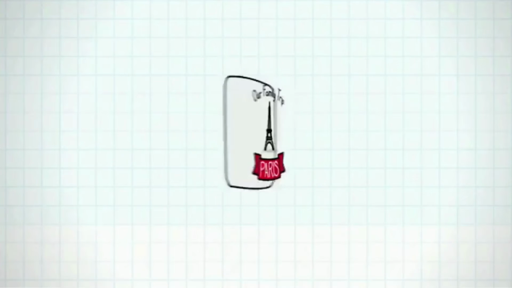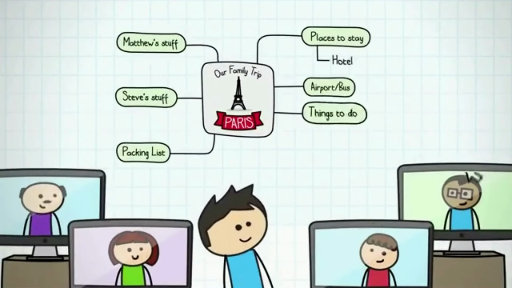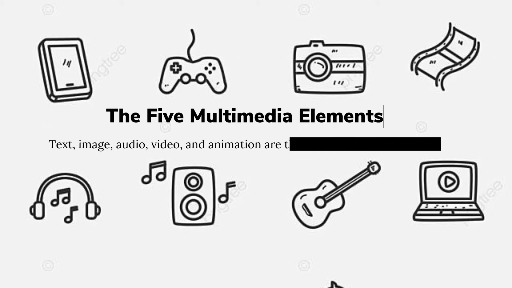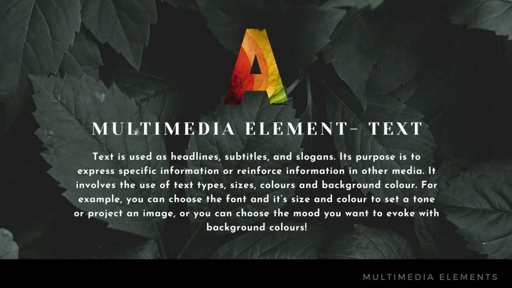After having some time to explore the app, Sir asked all of us to create a multimedia in education mind map, which will be our first assignment. We also learned the 5 multimedia elements, which are text, image, audio, video, and animation. We started by exploring the first element of multimedia, text.